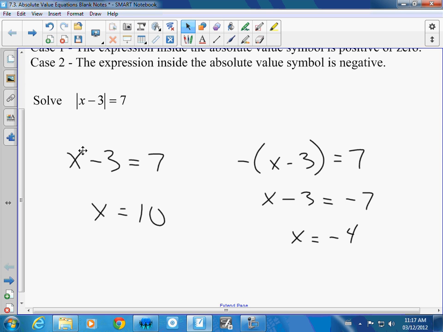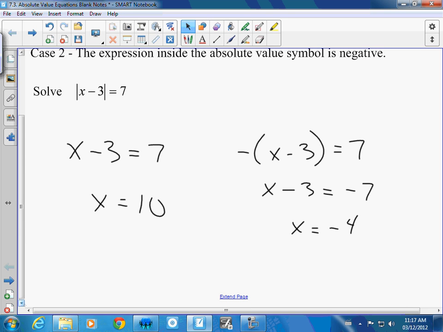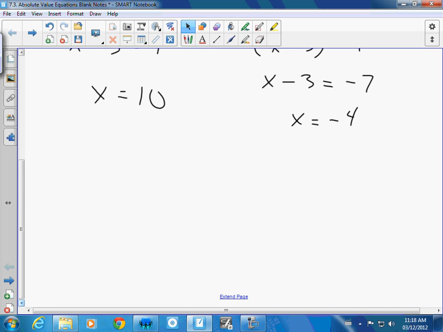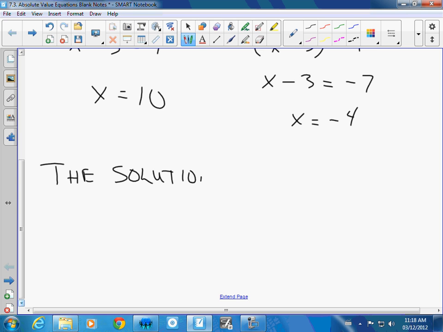Okay, now let's double check. Now, careful. Plug it back into the original equation. Negative 4 minus 3 is negative 7. The absolute value of negative 7 is 7. Does it work? Yeah, so in this case, are there two answers? Yeah, there's two solutions in this case. And you can test both of them out. It's really quite easy to test them out. You always put it back in the original. So the solutions are x equals 10 or x equals negative 4. There's two possible solutions in this case.